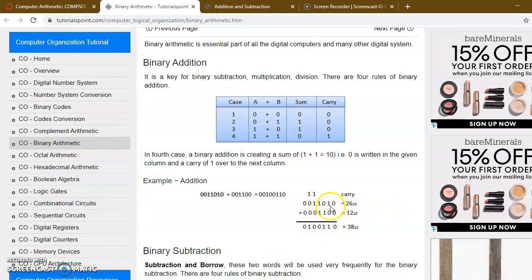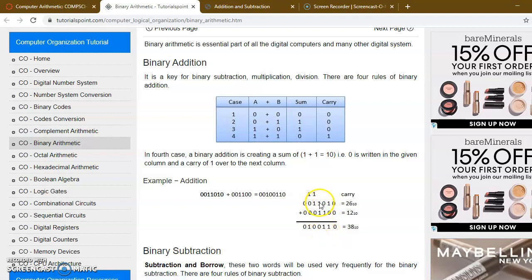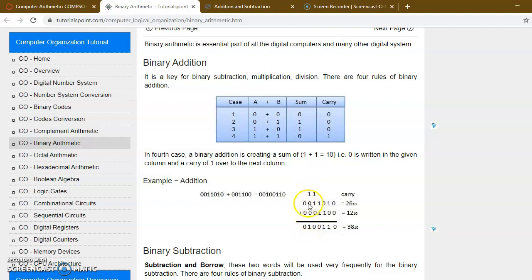There's no ones. And now we're in the twos place. 1 plus 0 is 1. In the fours place, 0 plus 1 is 1. In the eights place, 1 plus 1 is 0, carry the 1, meaning it's going to take it to the 16s place. 1 plus 1 is 0, carry the 1, so it's in the 32s place. And then 0 plus 0 plus the carry is 1 and 0.